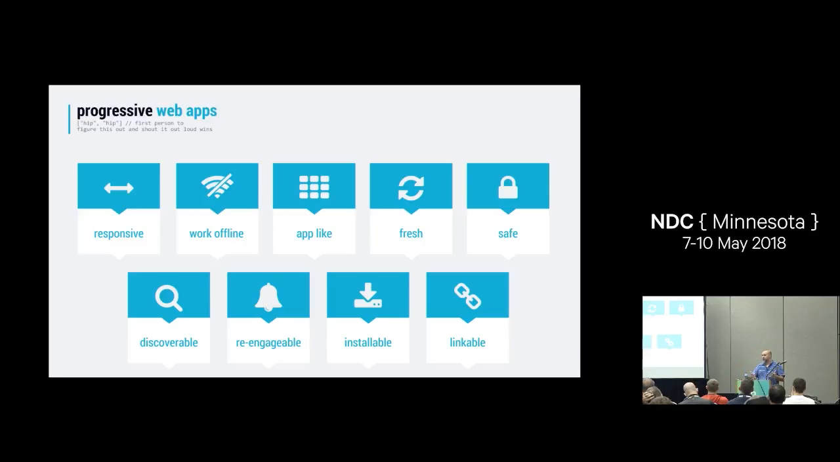They should be safe, meaning we're talking to a trusted server, we're seeing trusted content. Doing safety on the web is a whole other talk in and of itself, but for right now, we'll just assume, let's make sure that we're going over HTTPS. They should be discoverable, which is one of the great things about the web. We have search engines out there on the web that find content way better than the search engines in app stores. They should be re-engageable, which means that the app should be able to re-engage the user. This is most commonly done via push notifications.